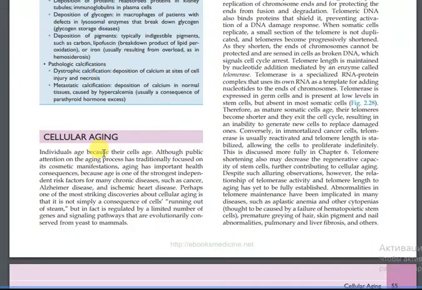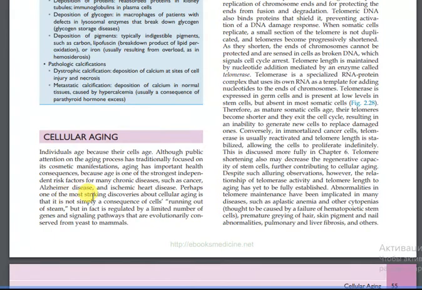Individuals age because their cells age. Public attention on the aging process has traditionally focused on its cosmetic manifestation. Aging has important health consequences because age is one of the strongest independent risk factors for many chronic diseases such as cancer, Alzheimer's disease, and ischemic heart disease.